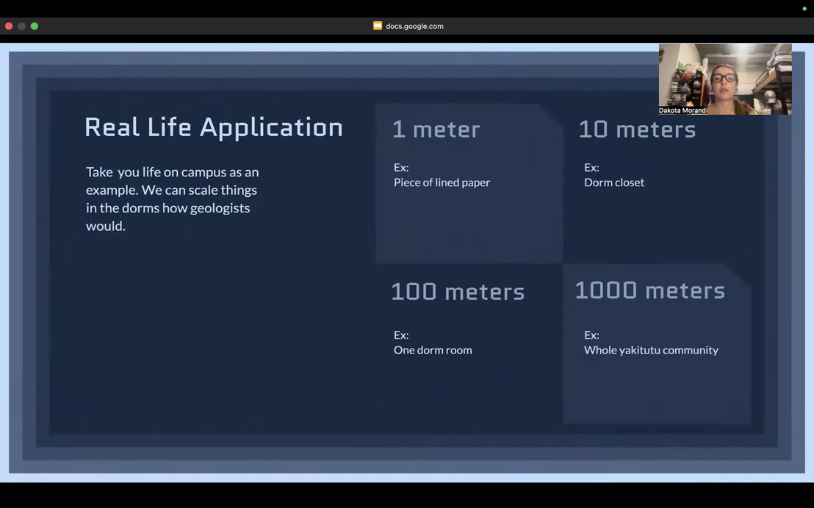So for 1 meter, my example was a lined piece of paper. Now this is not exactly 1 meter, but the piece of lined paper is less than the 10 meters dorm closet. Again, the dorm closet might not be exactly 10 meters, but it's bigger than the lined piece of paper. And then it is smaller than one singular dorm room, which is 100 meters under that category. And then for the 1,000 meters category, I just put the whole Yakatutu community.